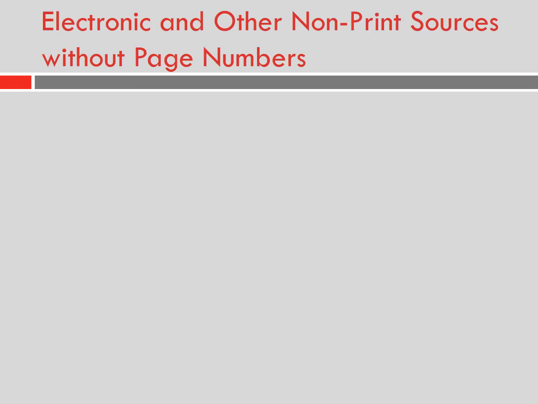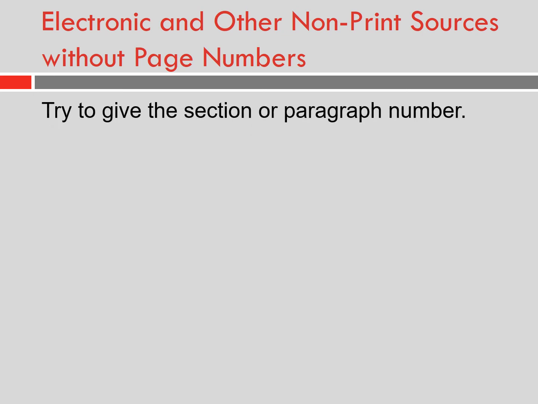Sometimes, when using online sources, the page number is not available. This is not a problem, and so instead of listing a page number, you should instead give a section number or paragraph number.